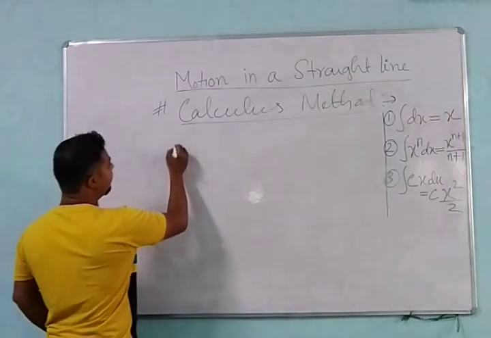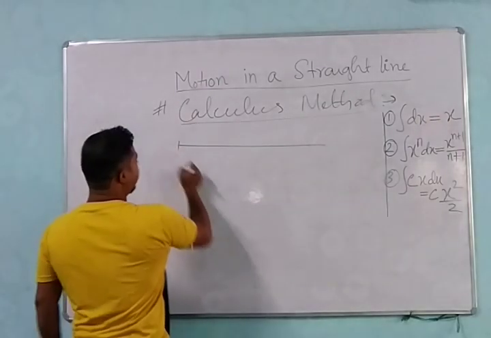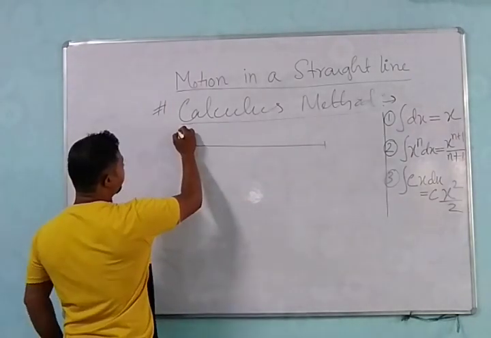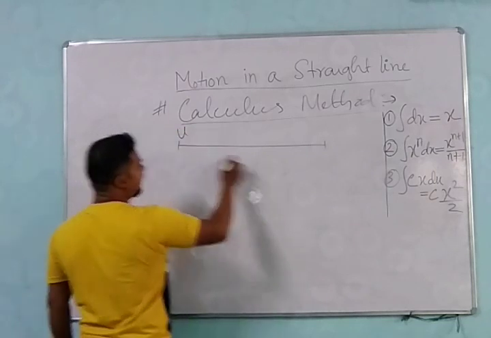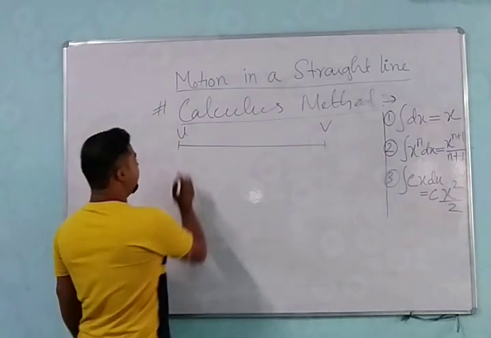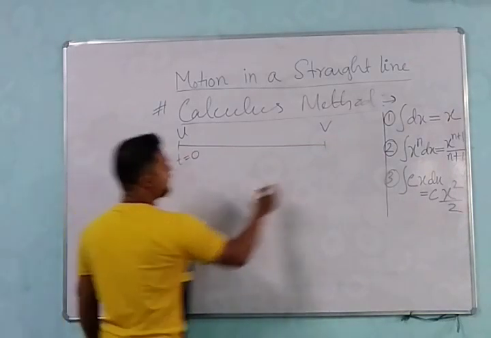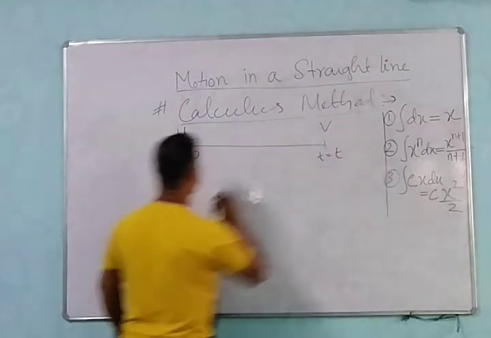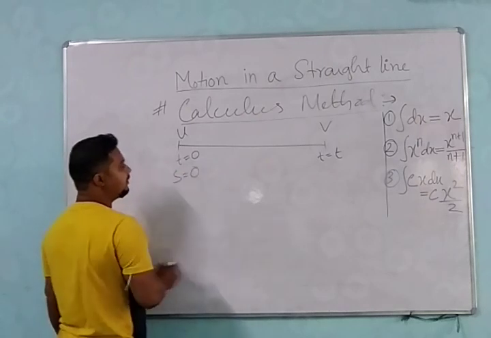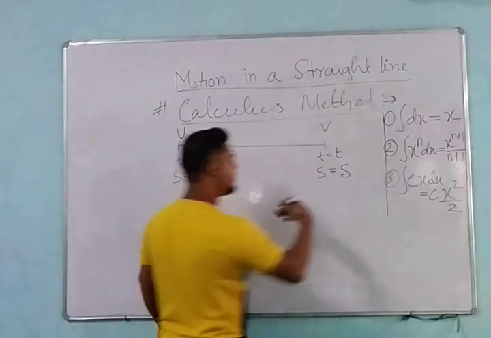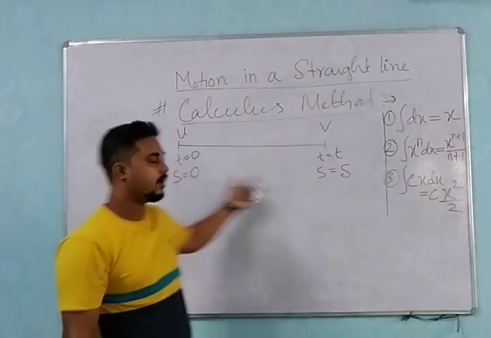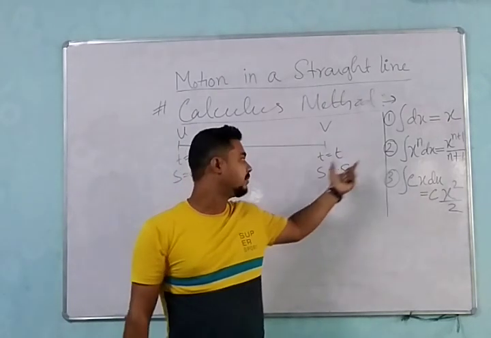First of all, let the body move from point A to B, with velocity u at point A and velocity v at point B. The time goes from 0 seconds to t seconds. Let it be the point s equal to 0 here, and s equal to s here. So here x1 is equal to 0 and x2 is equal to s.